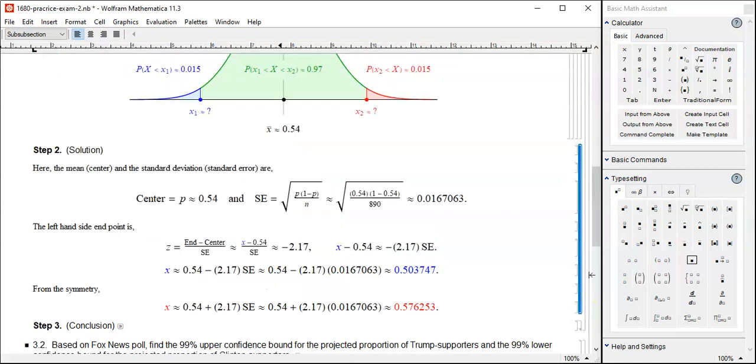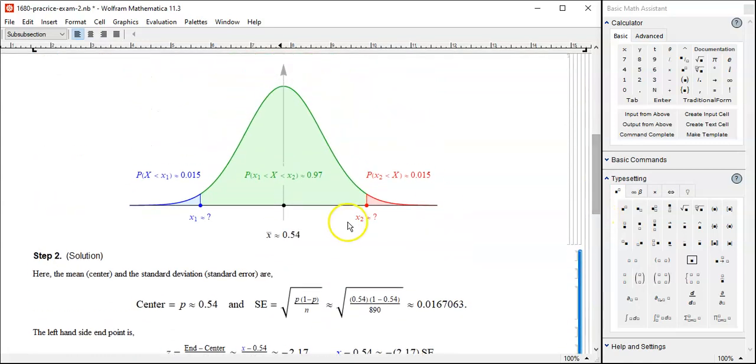We use the formula z equals x minus center over SE, but in order to use that SE, we have to find out the standard error. And what's the standard error? Square root of p times 1 minus p over n, and that's something everybody should remember. I'm not going to deduce this formula for you. I don't think we can do that in a 1000 level course either. In a 3000 level, maybe we can.